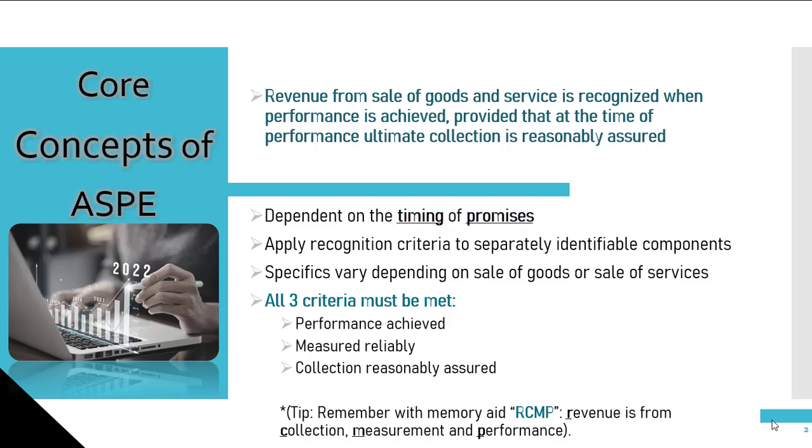It is necessary to apply the revenue recognition criteria to the separately identifiable components of a single transaction in order to reflect the substance. Specific criteria to assess performance will vary depending on if the transaction is for the sale of goods or services, but the three criteria must be met to record revenue. That is, performance must be achieved, the amount must be reliably measured, and collection must be reasonably assured. A tip to remembering this is to use the RCMP method.